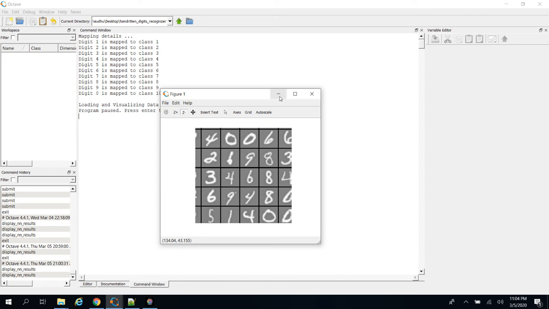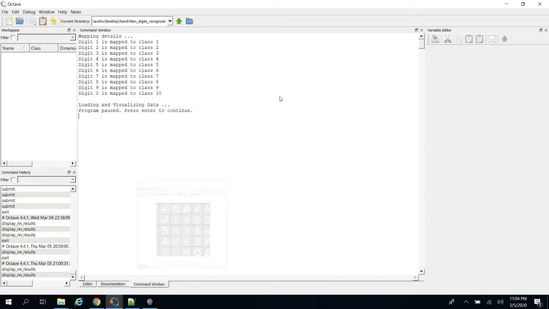Now before we move ahead, I'd like to discuss the mapping. Digit 1 is mapped to class 1, digit 2 is mapped to class 2. The only exception is digit 0 because it's mapped to class 10. Now the reason I have done it this way is because Octave does not have any zero index, and all this code has been written in Octave. And Octave starts from index 1.